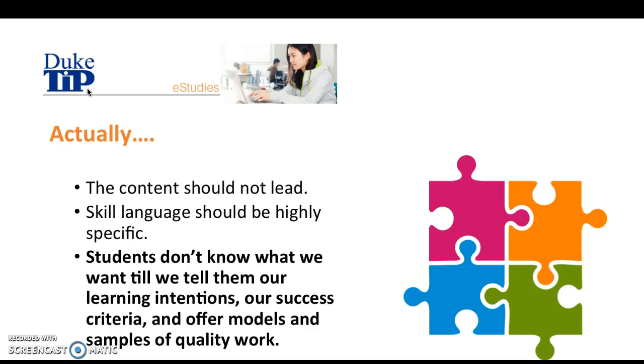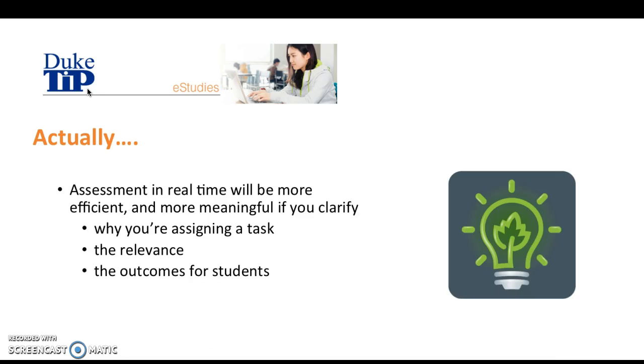Well, actually, what we believe in eStudies is the content should not be the leader. The skills should be. Those will be the primary thing you start with, and that skill language should not only be highly specific, but we believe that when it comes to assessment and learning, students don't know what we want until we tell them our learning intentions. And those are the skill objectives, that success criteria. And we also need to offer them models and samples of what quality work looks like, so they really understand where they're headed.